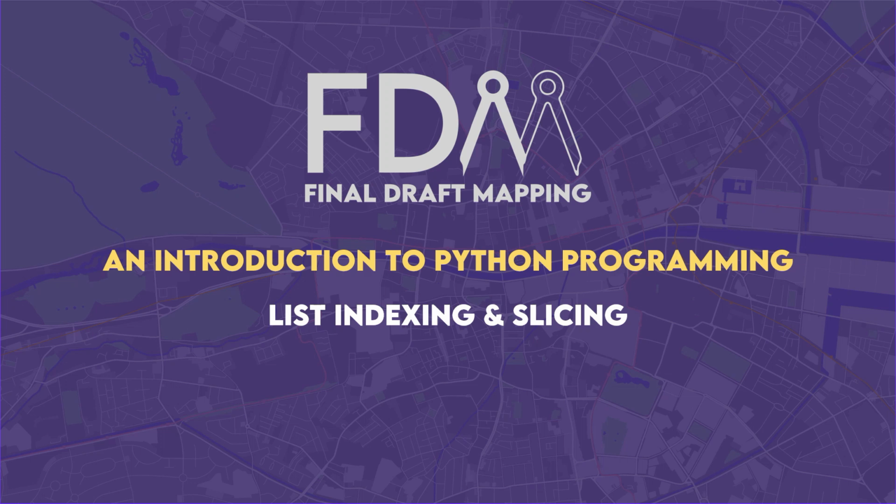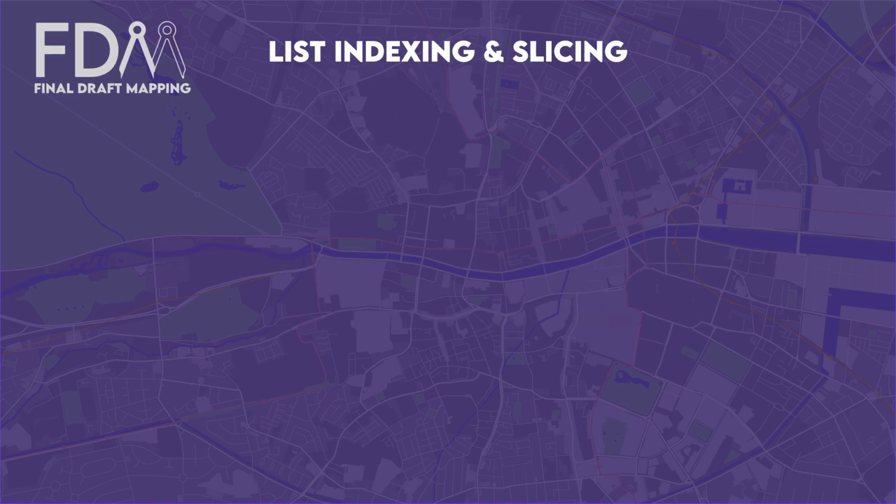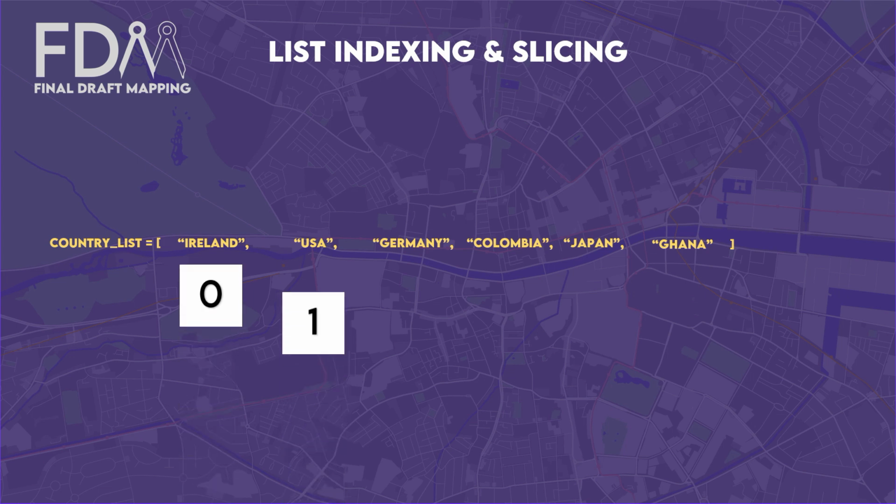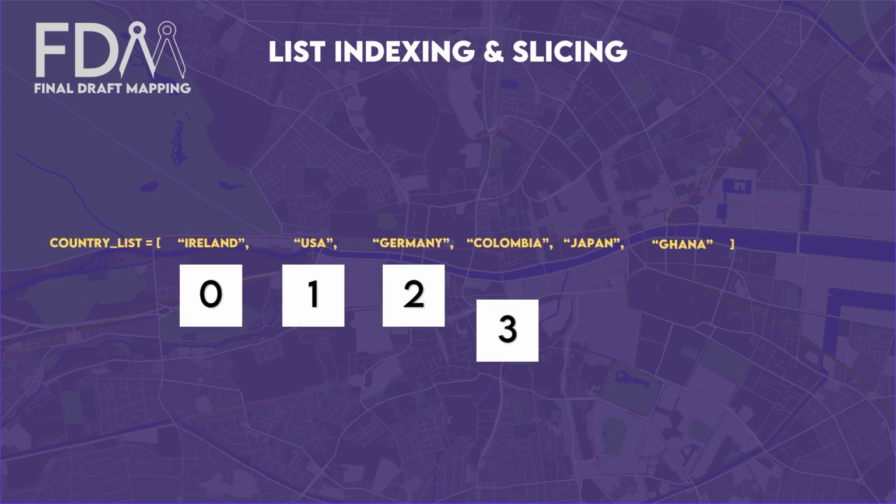List indexing and slicing is very similar to what we saw in the strings section. Remember that indexing in Python is zero based. This means that the first element in a list is going to begin with 0. If we think of our example from the previous lesson where we had a list called country list, and we had Ireland, USA, Germany, Colombia, Japan and Ghana as a list of strings, Ireland is the first object, it is a string object, and this is at index 0. USA at 1, Germany at 2, Colombia at 3, and so on.